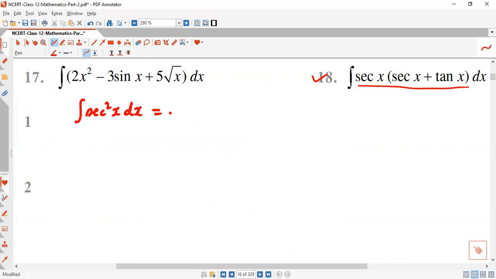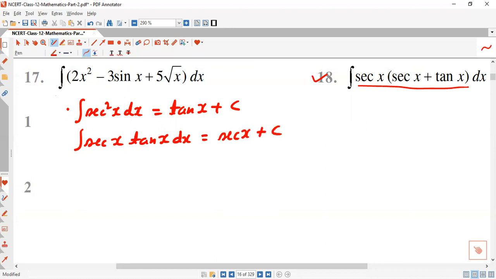This is a formula that it is equal to tan x plus c, and also this formula: sec x tan x dx equal to sec x plus c. So we know these two formulas, and we want to use these two formulas here. So this integration becomes what? Open the bracket. First I write the integration question: integration of sec x times sec x plus tan x dx.